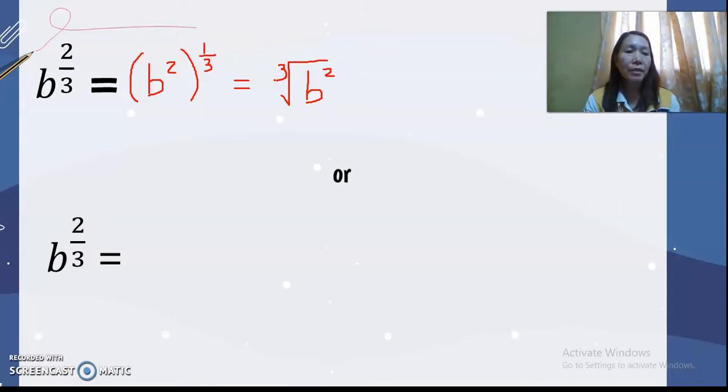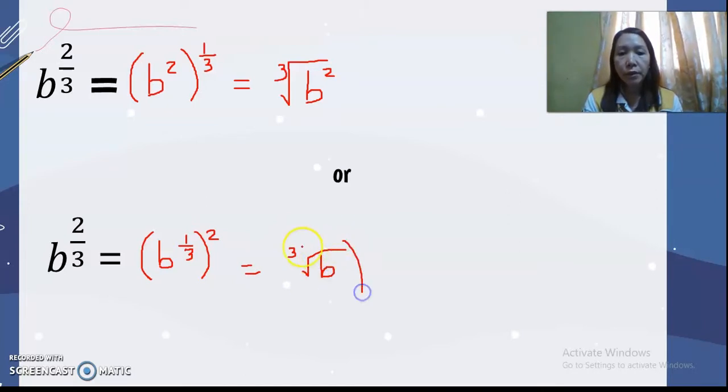However, I can also write this in another way. How? We can also write this as b raised to 1/3, quantity raised to 2. So in radical form, you may write this as the cube root of b, quantity raised to 2.